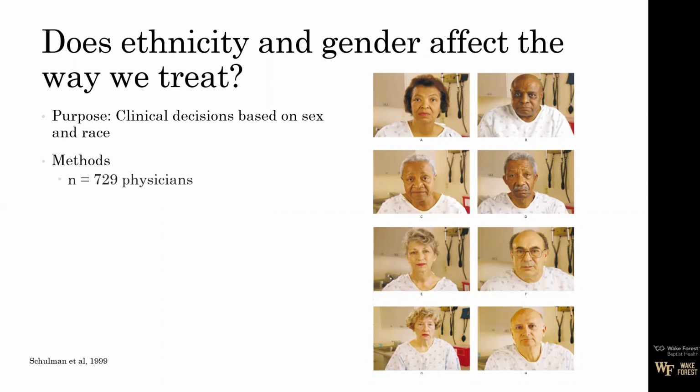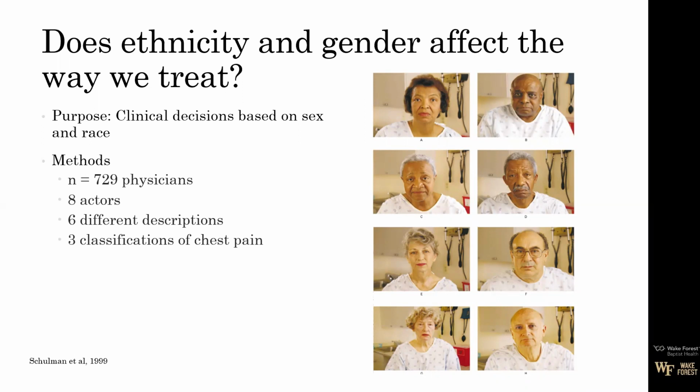This study in 1999, I know, hear me out, we're just going to go over an old study. In 1999, the purpose of the study was to look at clinical decisions based on sex and race. They had 729 physicians sit down and watch some videos. In these videos, there were 8 actors, pictured on the right. There were 2 groups of each: a black female and a black male, and a white female and a white male. What these actors did was act out 6 different descriptions.